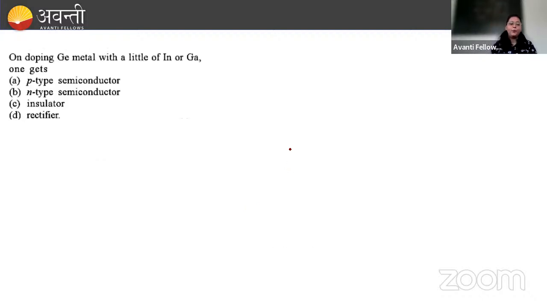Doping. So on doping of germanium metal with a little of indium or gallium, one gets which type of semiconductor? N-type, P-type, insulator, or rectifier? You know, we have talked about this. Yeah, we have talked about the doping. We dope group 14 elements with either group 13 or group 15 elements. If our element is germanium or silicon, they are good conductors of electricity.